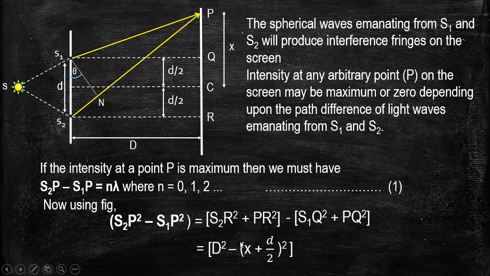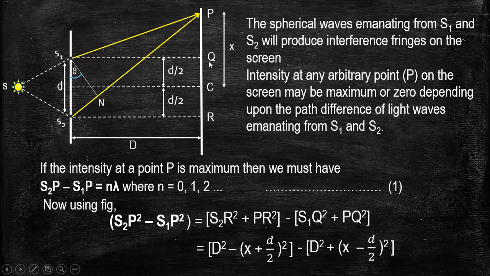Now writing the value for S2R square, S2R value is D, so it becomes D square. PR square is nothing but PC plus CR. So PC is X, CR is D by 2, so X plus D by 2 whole square. S1Q square, S1Q is again equal to capital D square plus PQ square. PQ square is nothing but PC minus QC.